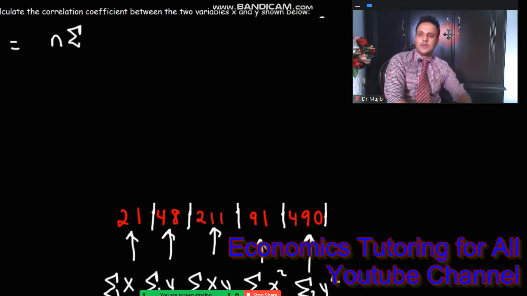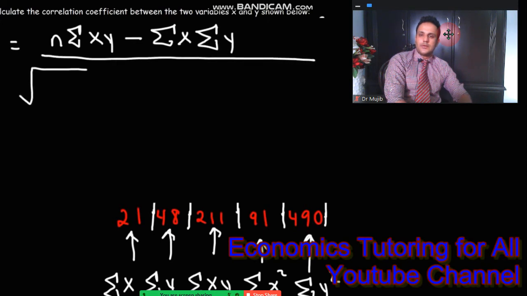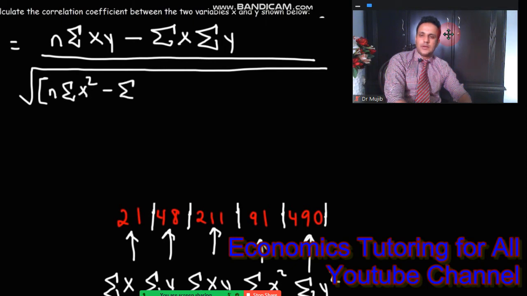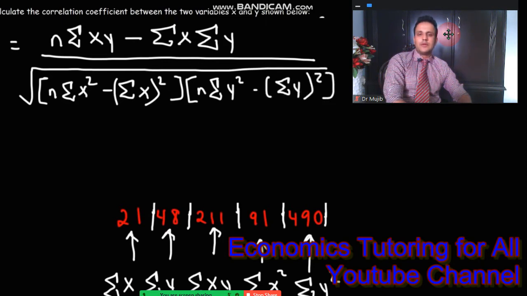The formula is n summation xy minus summation x summation y, divided by the root of the denominator, which is n summation x square minus summation x whole square. Keep in mind, summation x square is not equal to summation x whole square. These are different values. Multiply this term with n summation y square minus summation y whole square. Likewise, summation y square is not equal to summation y whole square.